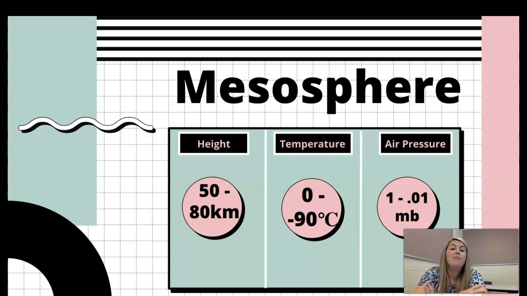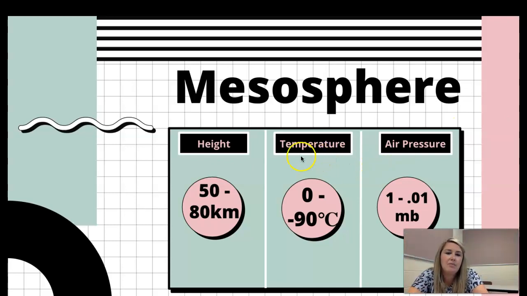The next layer is the mesosphere, and remember, the "me" in mesosphere is very similar to the "me" in meteors. So I want you to remember that the mesosphere is a protective layer that protects us from those meteors that come barreling through the atmosphere. Once they reach the mesosphere, they break apart and fizzle out.